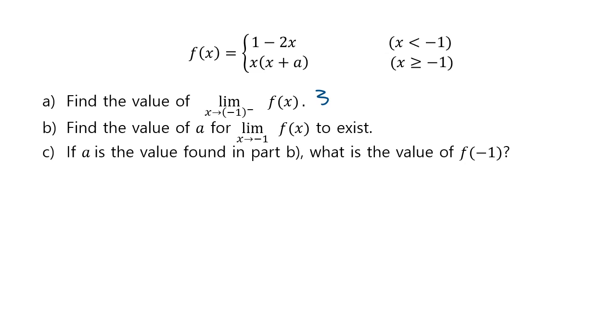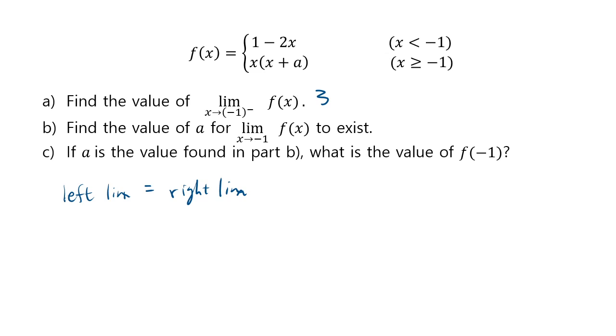The second one is asking for the value of this a. What should this value be if the limit as x goes to -1 of f of x does exist? Now you have to decipher what this means. What does it mean for the limit to exist? Well, we say that the limit exists if the left limit exists and the right limit exists, and if they have the same value.